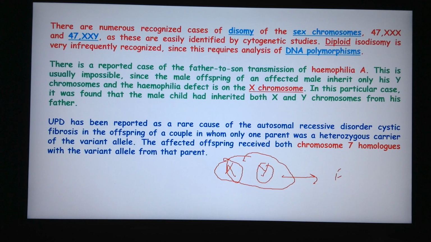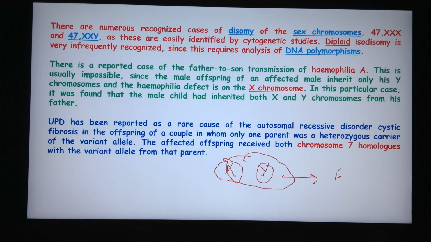This is a very typical case of uniparental disomy for sex chromosomes. And UPD has also been reported as a rare cause of an autosomal recessive disorder, cystic fibrosis, in the offspring of a couple in whom one parent was a heterozygous carrier of the variant allele.